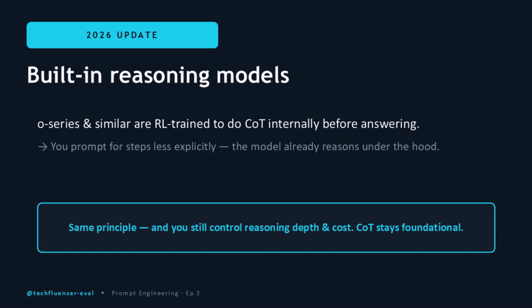A 2026 update. Modern reasoning models, the o-series and similar, are trained with reinforcement learning to perform chain of thought internally before answering. With these, you often don't prompt for steps explicitly. The model already reasons under the hood. But understanding chain of thought stays foundational. It is the principle these models are built on, and you still control its depth and its cost.